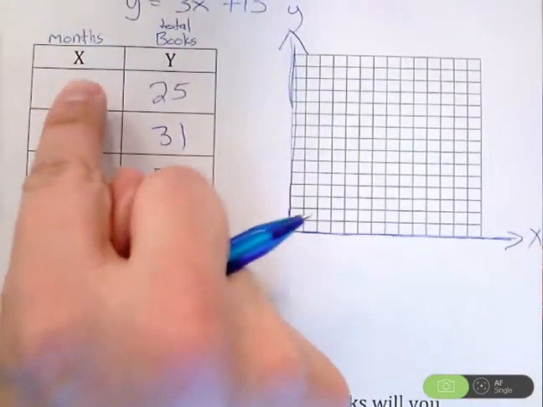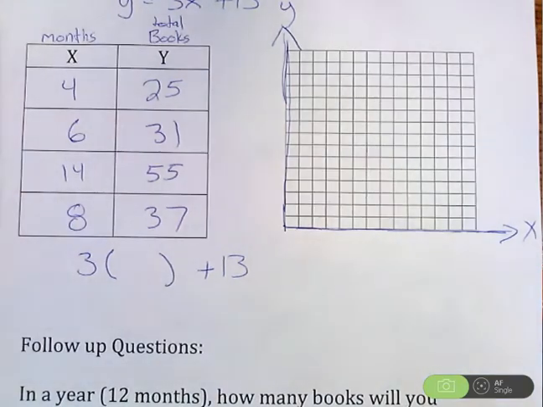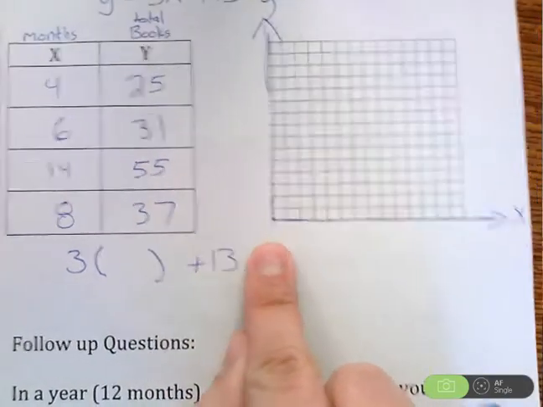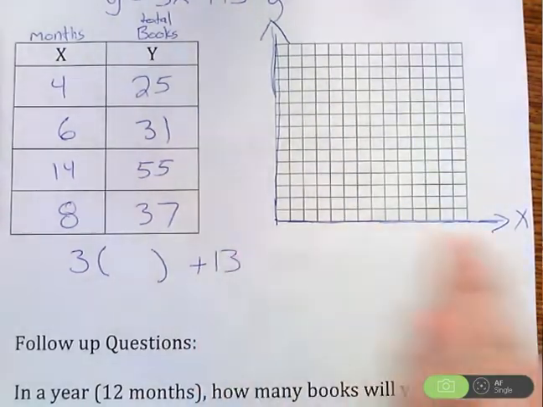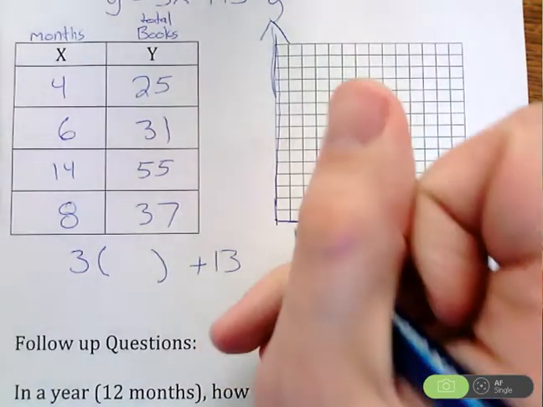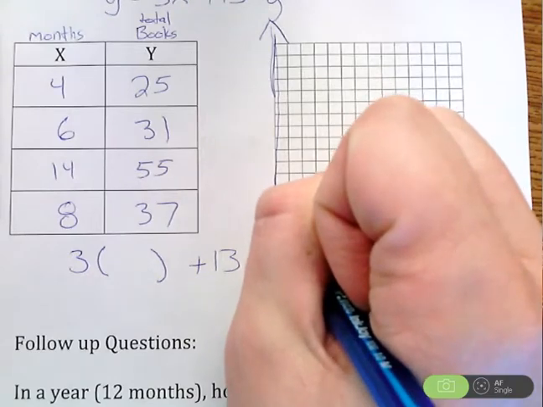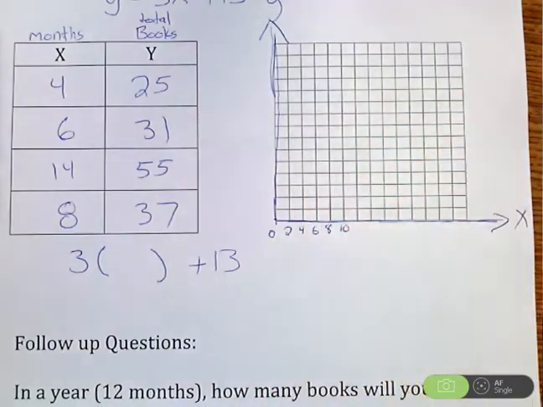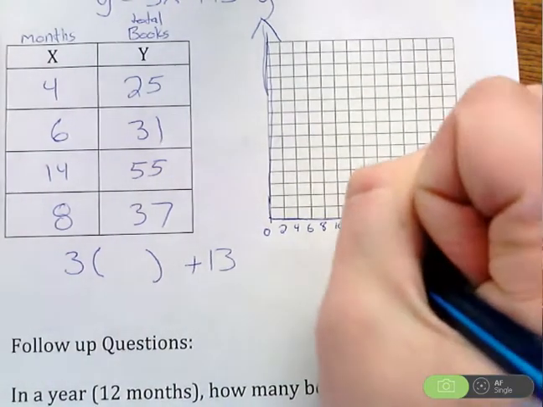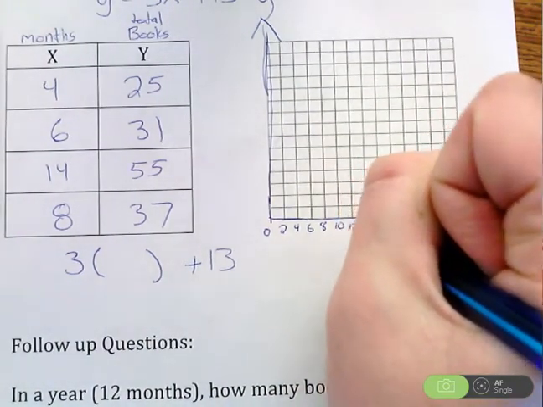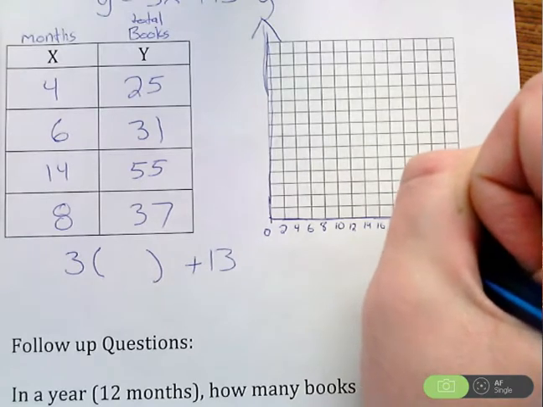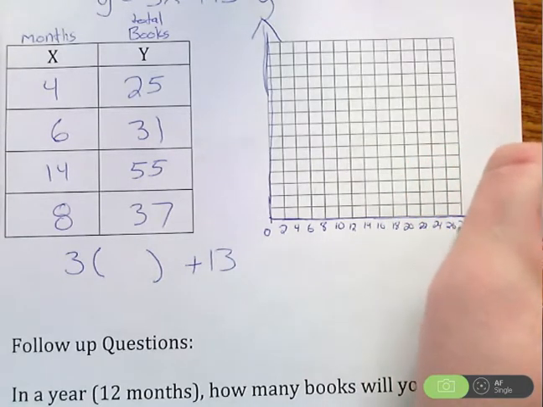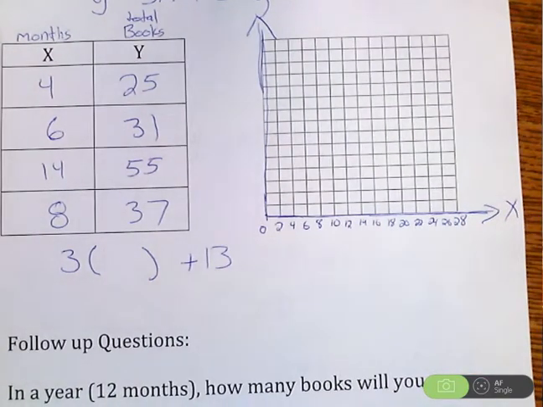So I use x values of 4, 6, 14, and 8. So I'm going to label down here, and the lowest I need is a 4, the biggest I need to get is 14. Maybe I'll go by like, I don't know, 2s. So I'll do 0, 2, 4, 6, 8, 10. And I'll keep labeling following that pattern of going up by 2. All the way up to 28.